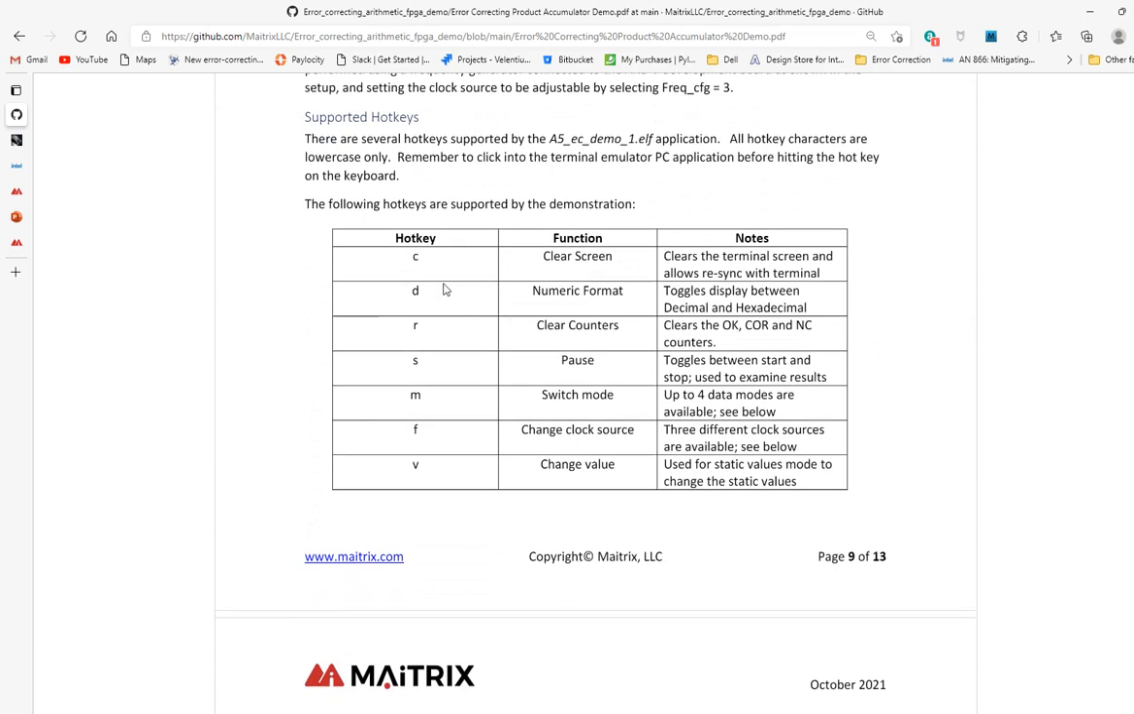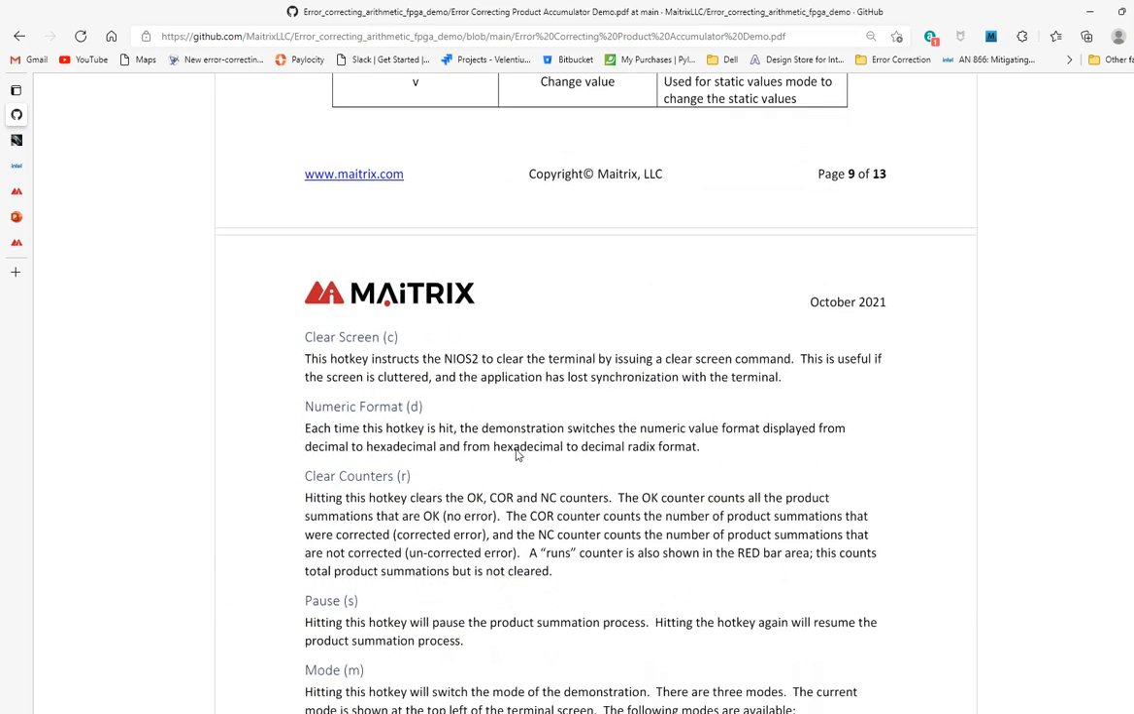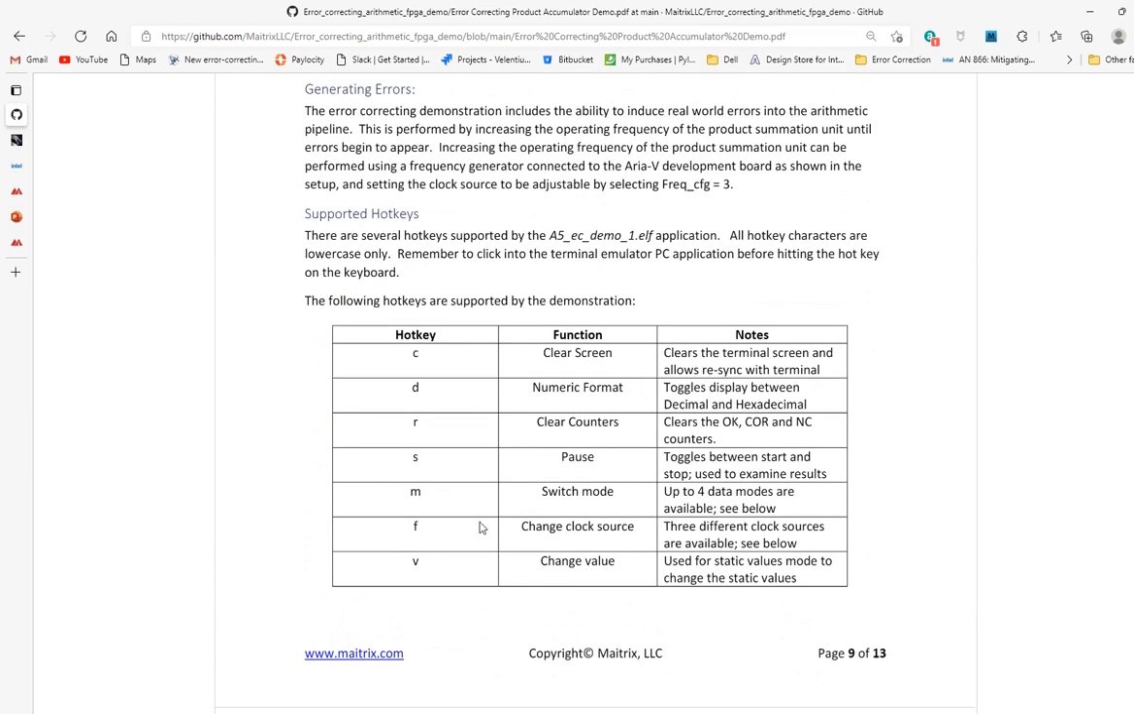Some available hotkeys in this program are, if you press a C character, you'll clear the screen. If you hit the D key, you're going to change the numeric format. If you hit the R, you're going to clear the counters, which I'll show in a second. You can pause the demo, switch the mode. There's up to 4 modes available. You can change the clock source, and we can change the value in particular modes.